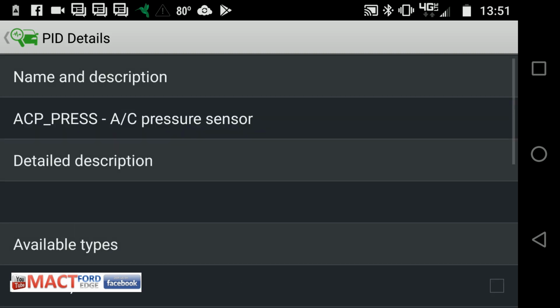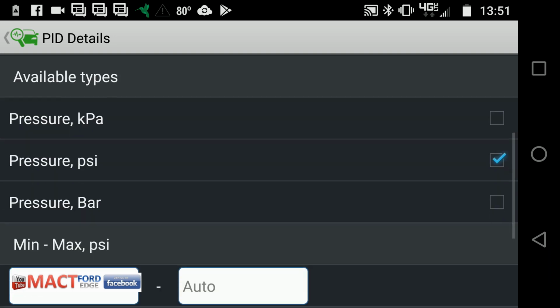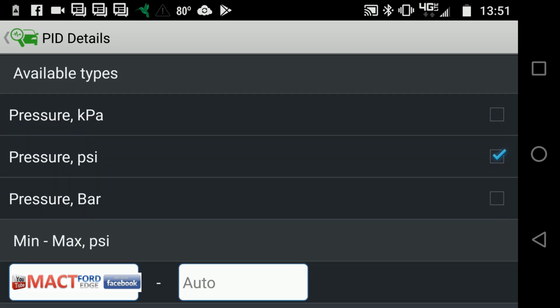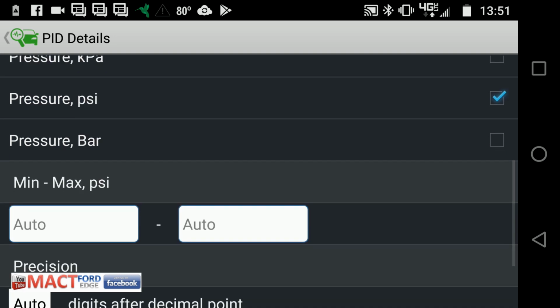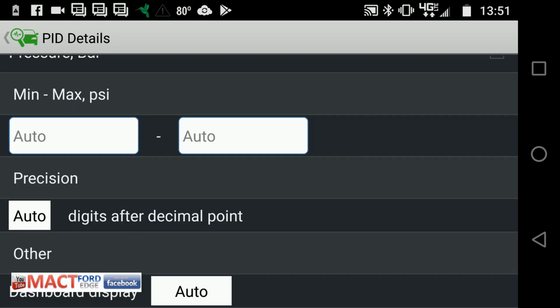Now, AC pressure, this is one that I am using, as you can see by the blue check mark. It's ACP underscore pressure, AC pressure sensor, and it has available types. It tells you what your pressures are, and I usually run it in PSI, but you also have other measurements, bar and kPa. You're going to have your maximum and minimum pressure, and it's going to vary as you're driving and as your pressure goes up and down. I've seen it running, heading down the highway, as high as the 200s and as low as the 90s. So it depends how it's being used and how much demand is being placed on it.